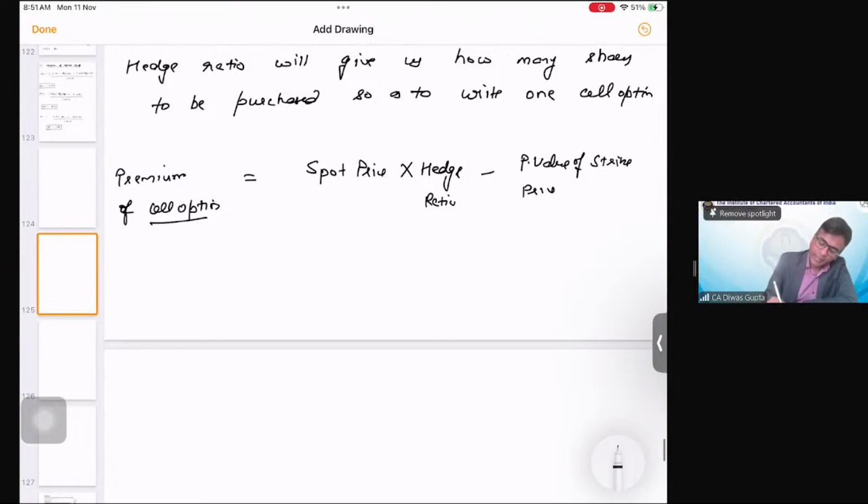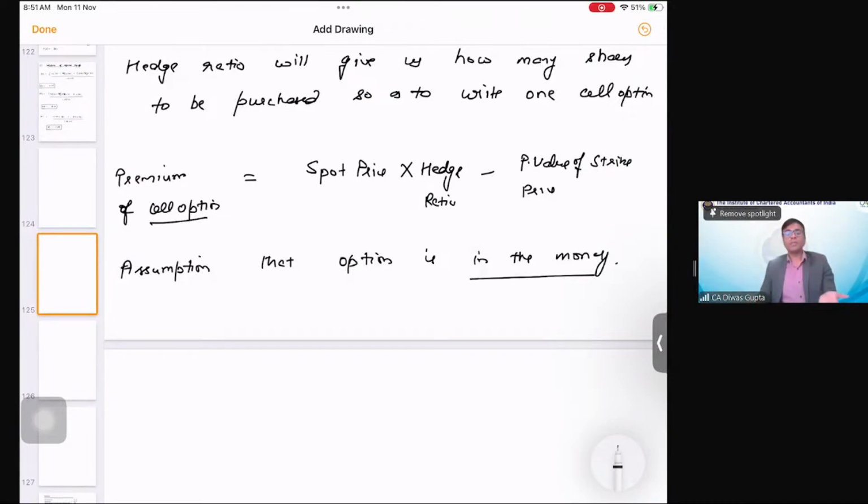See, let me write. This is the final step, okay? Assumption that option is in the money. Here we have taken this assumption that option is in the money, which is not a right assumption. It can be out of the money also, right? So we have to account for that value as well in the premium.